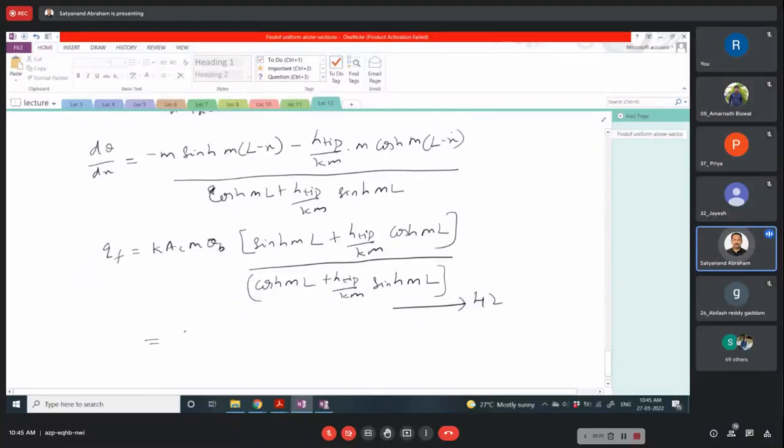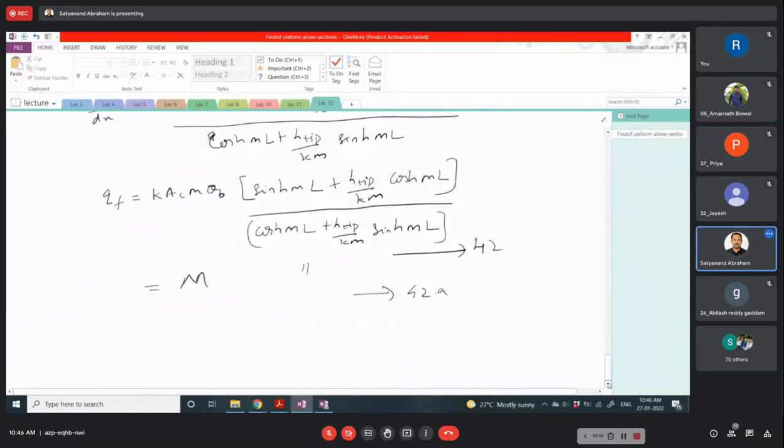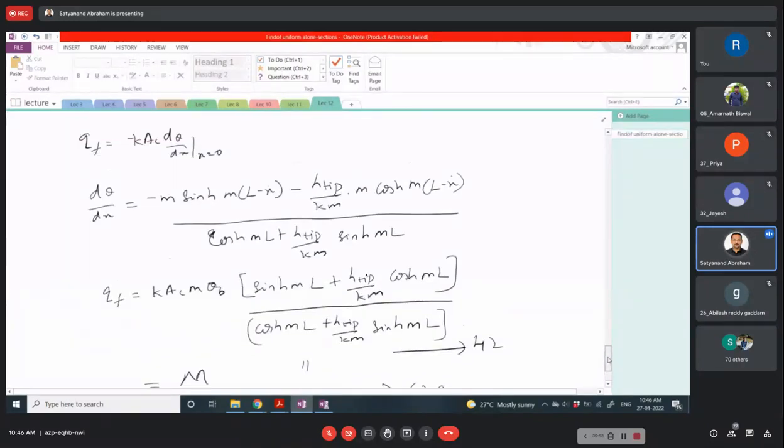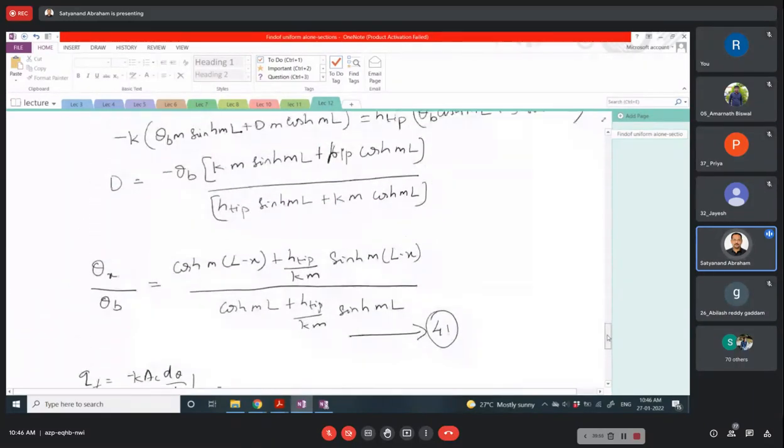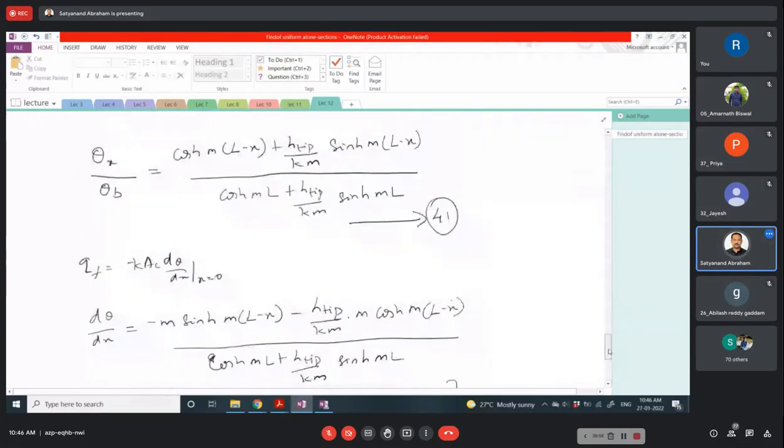This one we can also write as m, where m is equal to, as we said, root of hP by kA_c, times theta_b. So m into whatever it is going to be there. We can refer to it as 42a also. So that is the total heat transferred through the system if you have this convective heat transfer condition at its end. These are the two conditions we have. This convective heat transfer at the end is a very important boundary condition.